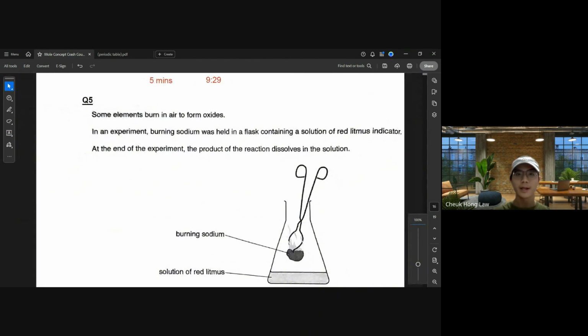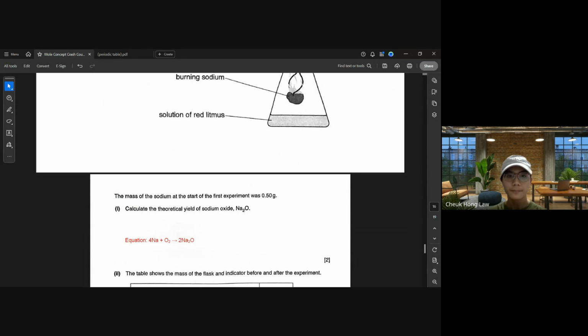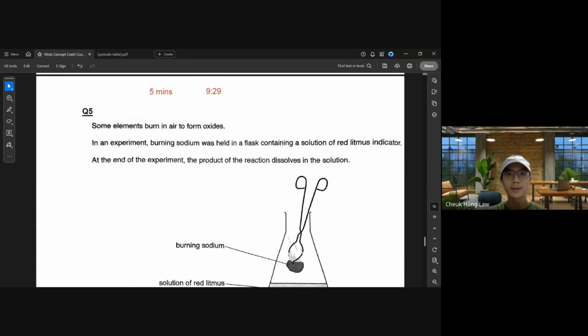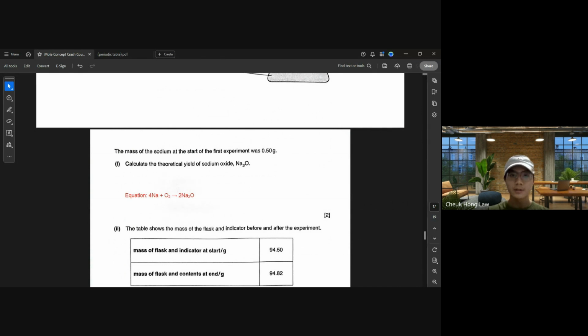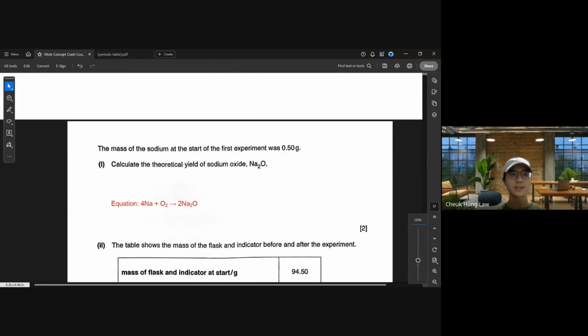Some elements burn in air to form oxides. In an experiment, burning sodium was held in a flask containing a solution of red litmus. At the end of the experiment, the product of the reaction dissolves in the solution. Okay. So I already mentioned some elements burn in air to form oxides. So the mass of sodium at the start of the first experiment was 0.50 grams. Calculate the theoretical yield of sodium oxide. So what is the yield that you expect to get from sodium oxide? Okay. First, I can find the number of moles of sodium.